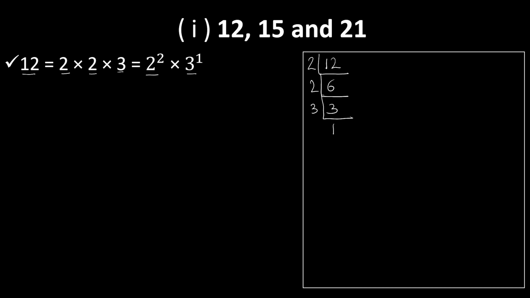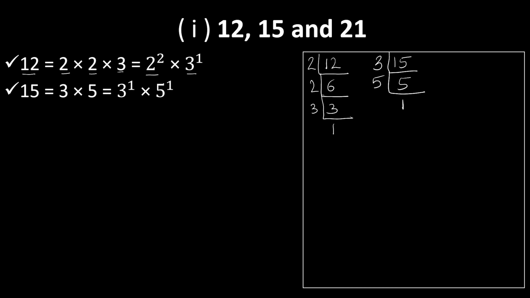Now since 15 is an odd number, we will not be dividing 15 with 2. We will start division of 15 with 3. So we are going to get 5 as a quotient. Now 5 is a prime factor, so we will be dividing 5 with 5 in order to get 1. Let's write down 15 as the product of the prime factors. 15 will be equal to 3 into 5, which can be written as 3 raised to 1 into 5 raised to 1. Now let's do the prime factorization of 21.